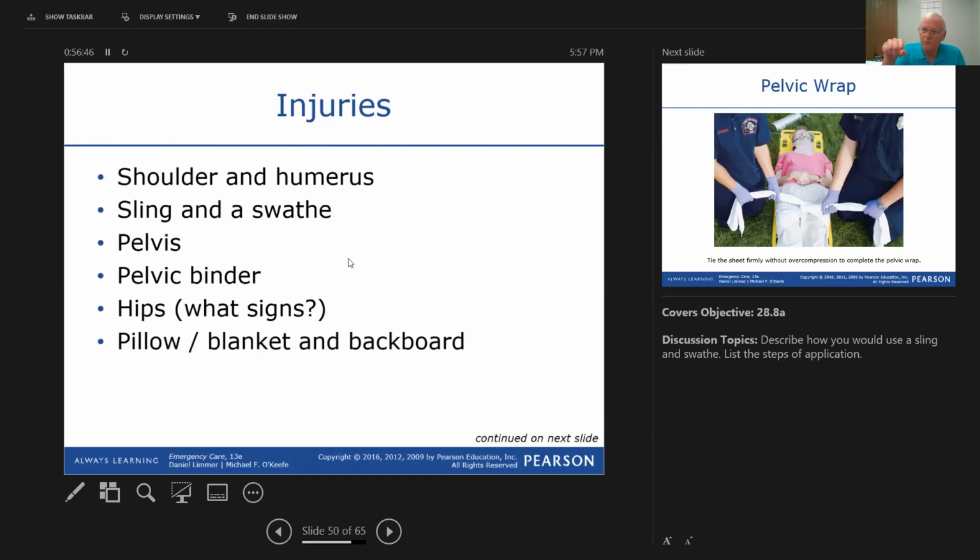Their knees are going to be up quite often because of the rotation, it makes their knee come up. So we're going to put a pillow under there or a blanket under there, something like that, and then tie their legs together. So the one leg is splinting the other leg, and that keeps the hips from moving, okay? And then we can put them on a backboard or a scoop stretcher, something like that. I know we haven't talked about moving devices yet, but we're doing that later.